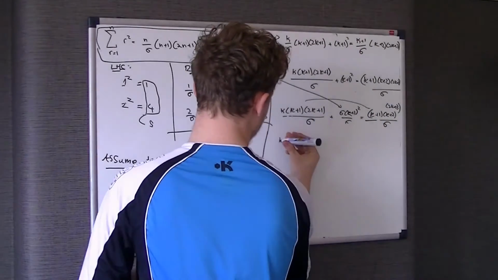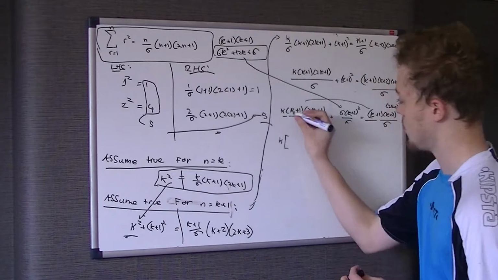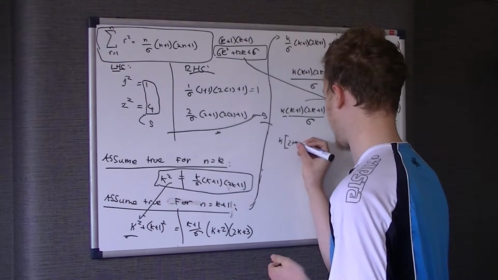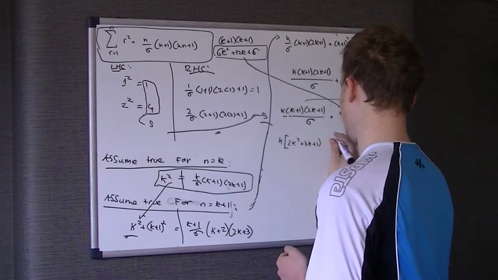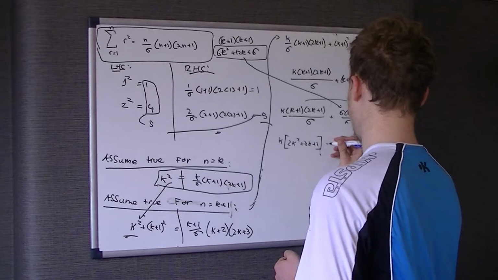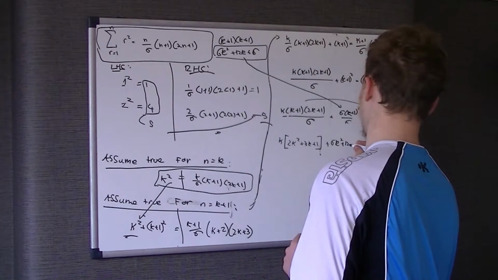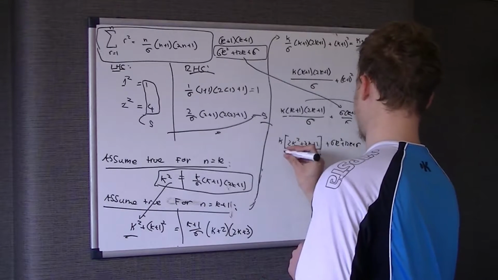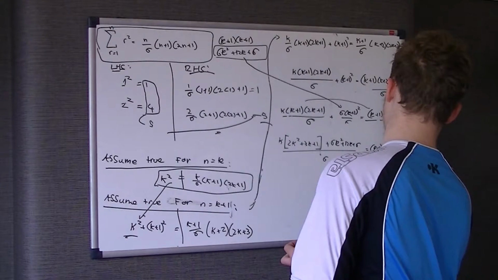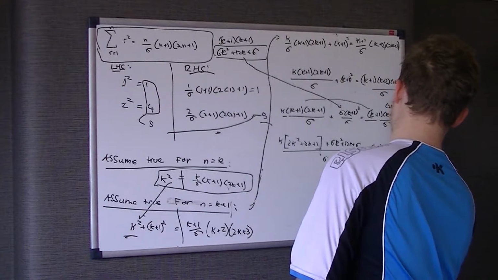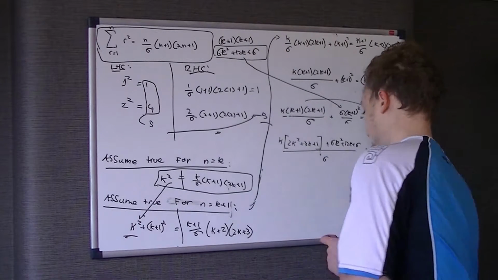I'll take k out because obviously we need to expand the double brackets first. So k times 2k is obviously 2k squared plus 3k plus 1. And obviously that's all times by k, and then we add to that this 6k squared plus 12k plus 6, and that is all over 6. We need to make that equal to whatever this is, so (k+1) times (k+2) times (2k+3) all over 6.